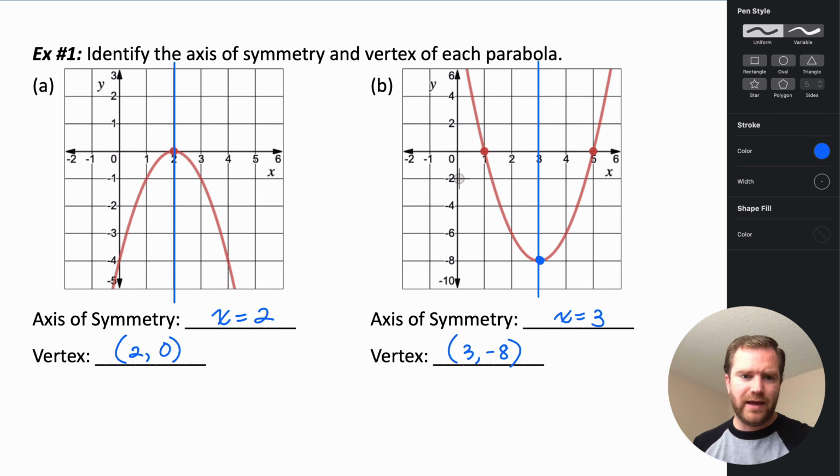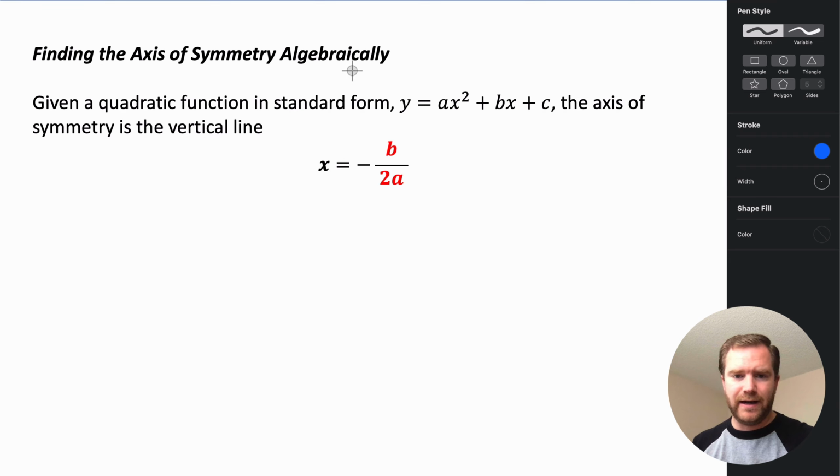Now this is how you would find the axis of symmetry and vertex graphically. But what if we were trying to find it algebraically? What if we were just given the equation for our graph? If we're given a quadratic function in standard form, y equals ax squared plus bx plus c, the axis of symmetry is found with the equation for this vertical line, x equals the opposite of b divided by 2a. So you take the value of b here, take its opposite, and then divide by twice the value of a. And that's going to give you the equation for that vertical line that is your axis of symmetry.